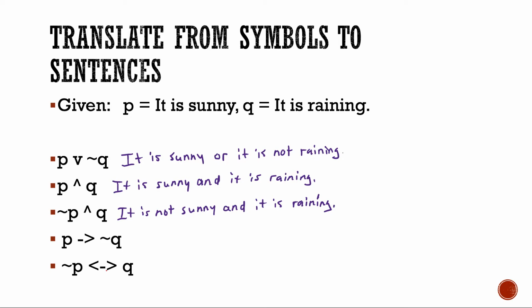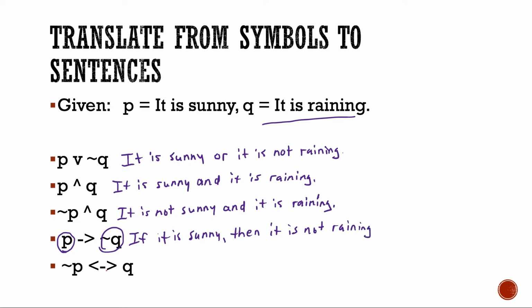The next one is an if-then. So I'm going to start out with if P. So I'm going to use my P statement and I'm going to put the word if in front of it. So I'm going to say if, and P says it is sunny. Then, and then we're going to write the negation of Q. So again, the Q is it is raining. The negation would be it is not raining. So we have if it is sunny, then it is not raining.